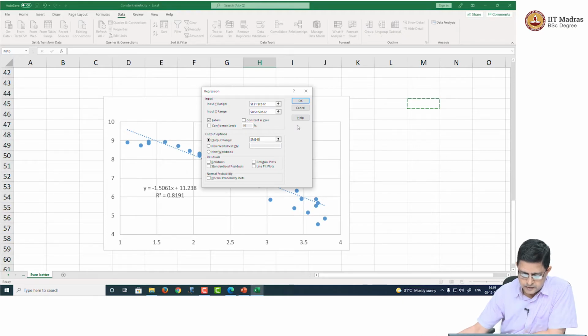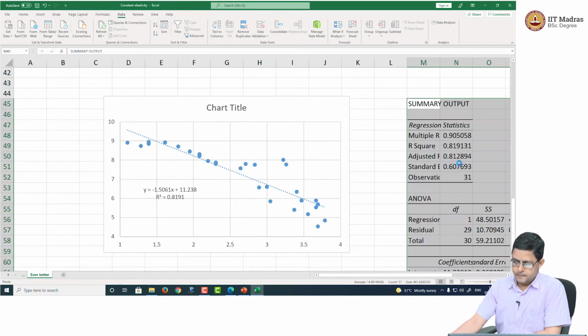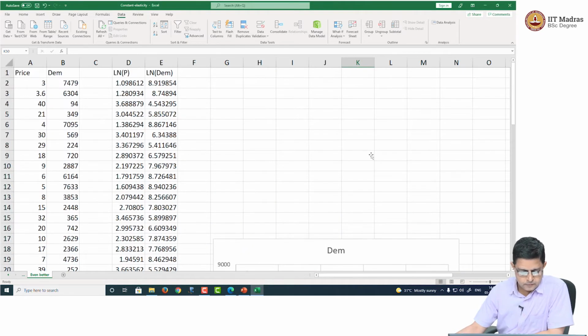Okay, now I am trying to fit a linear relationship between the transformed variables, the log of price and the log of demand. In the previous session, we had simply run a linear regression for the actual variables, price and demand.